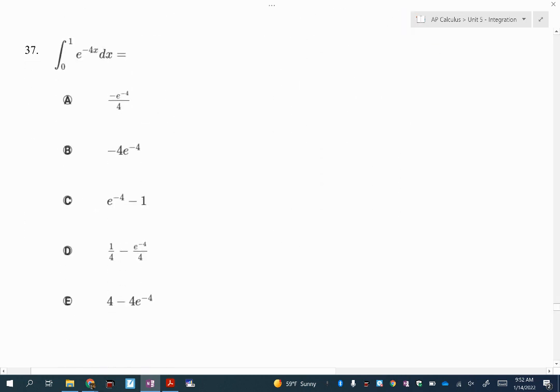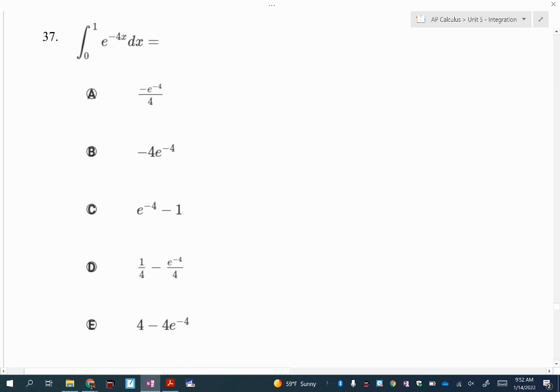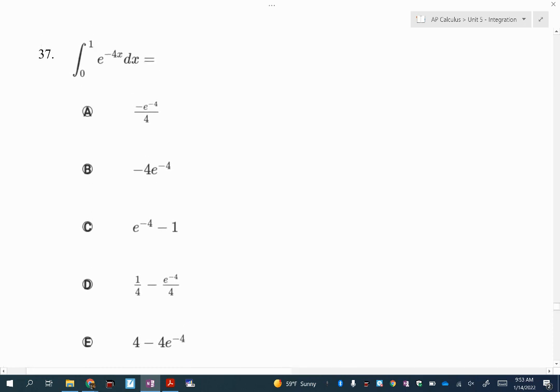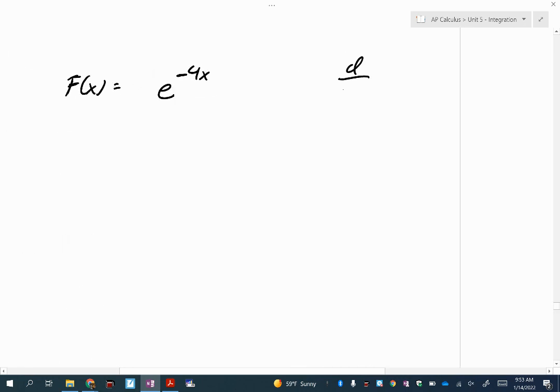Okay, 37. Now 37, I'll pull up the formula sheet here if you need it, but I'm going to try it without it first. Essentially, when I do this, I'm going to have the integral of 0 to 1 of e to the negative 4x. So the antiderivative here would be e to the negative 4x power.